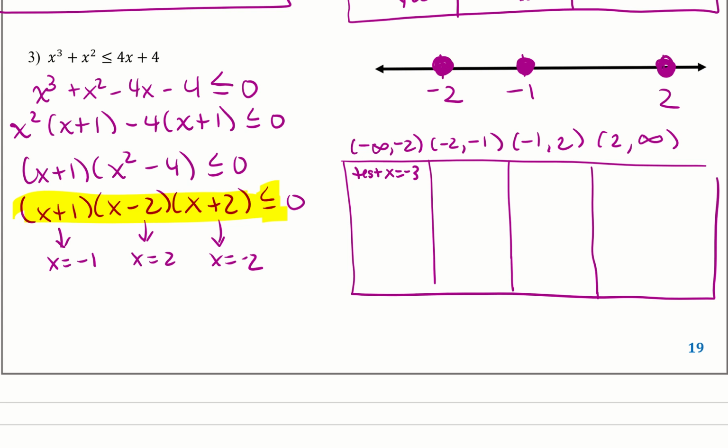If I plug a -3 in, the first parenthesis would be a negative. So would the next one. So would the last one. I'd end up with a negative, which is less than or equal to 0. So this is part of my solution.